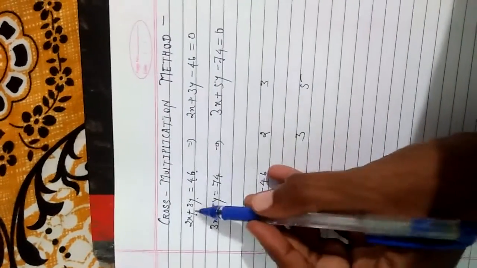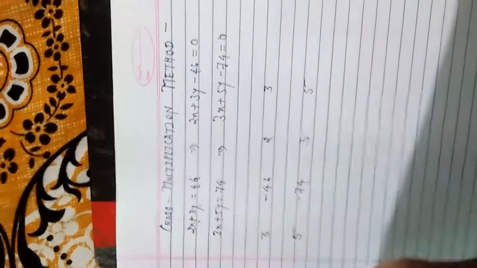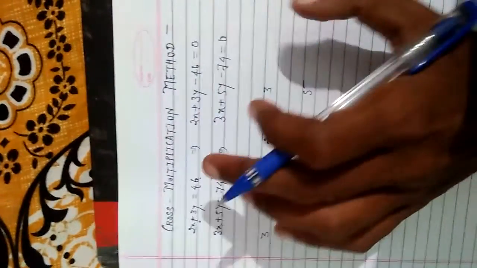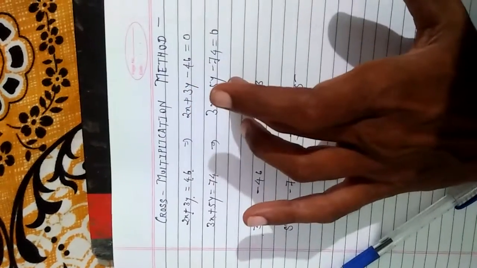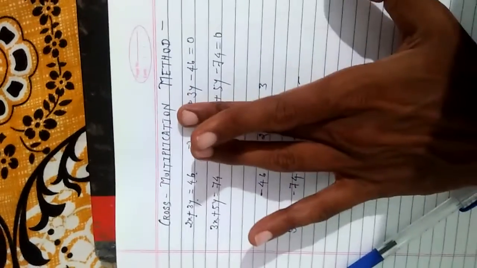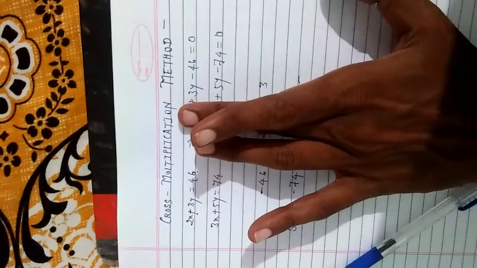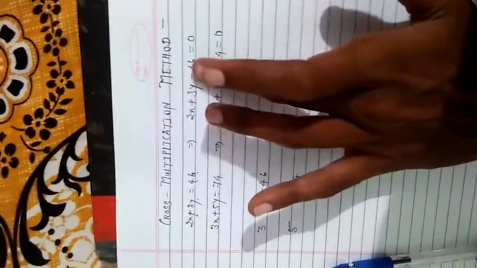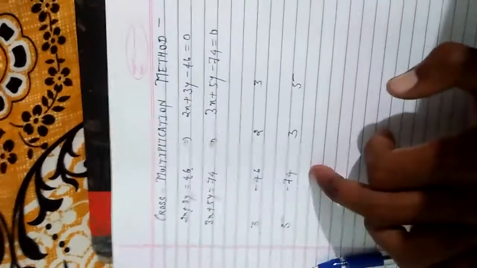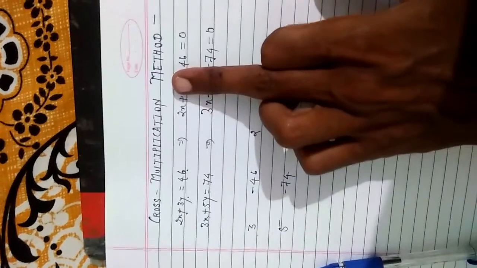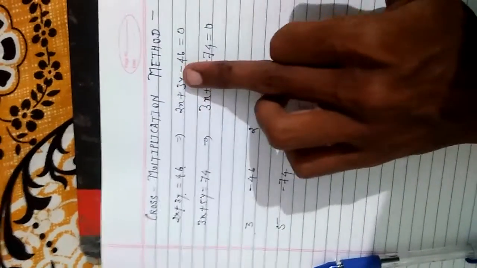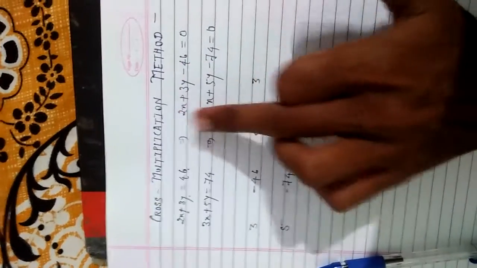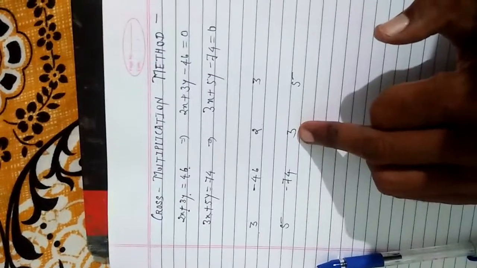First you have to take all the terms of the equation on the left hand side. The second thing is that you hide the x term, and then write the coefficient of y and the constant term. When we hide this term, we get 3 5 and minus 46 and minus 74. Second time, we have to hide the y terms, so 3y and 5y are hidden. What is left? 2 and 3. So write down the 2 and 3.